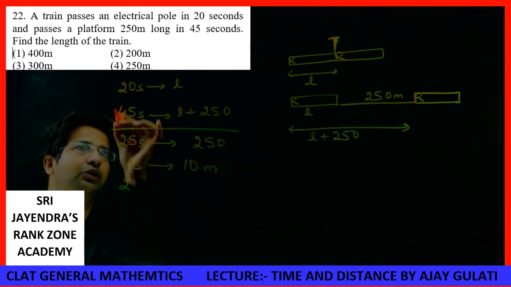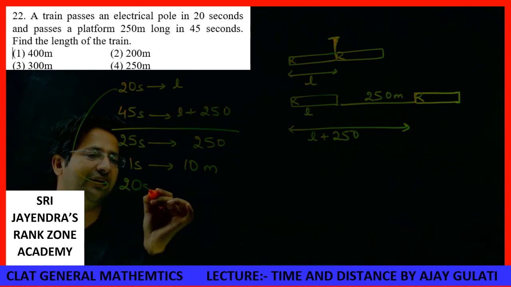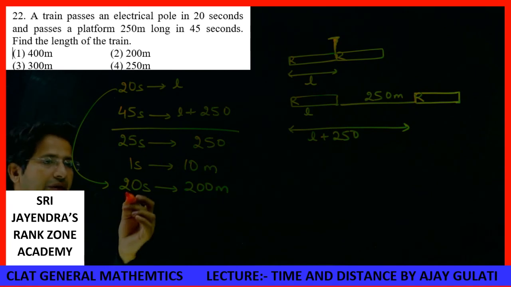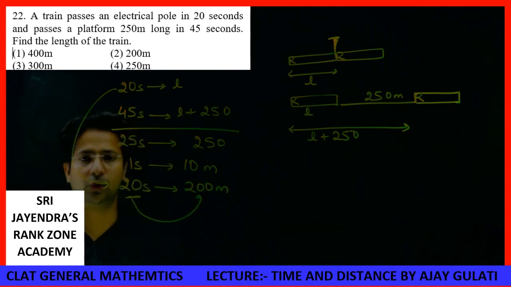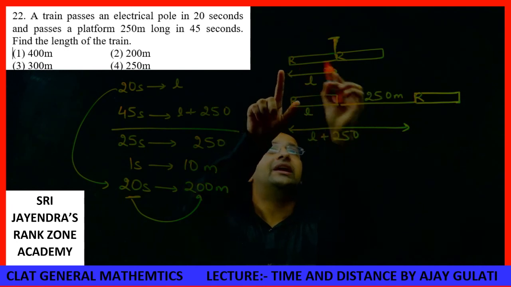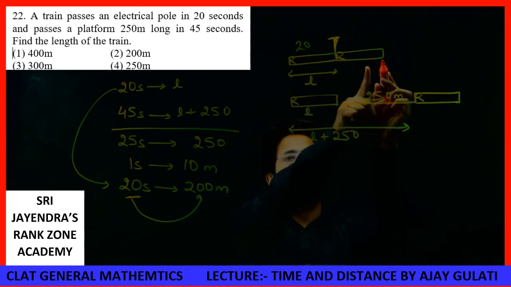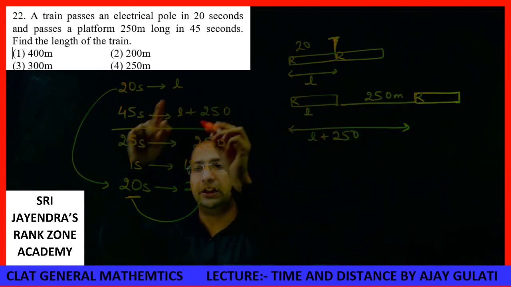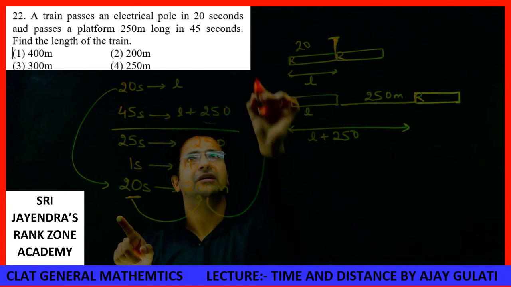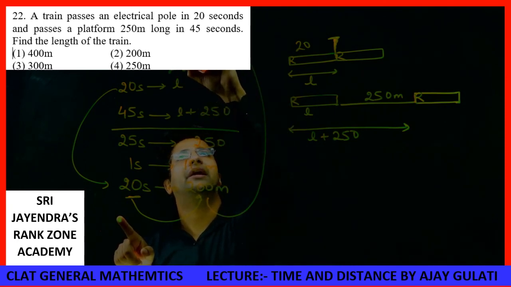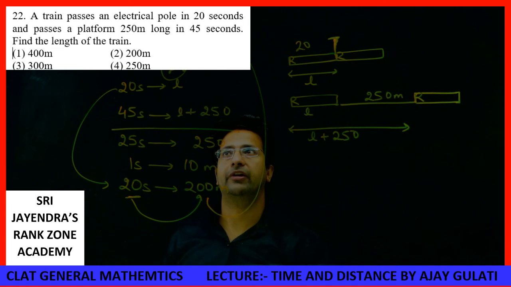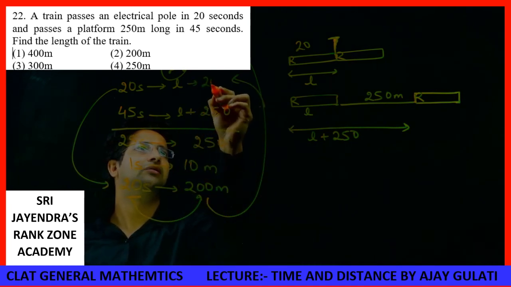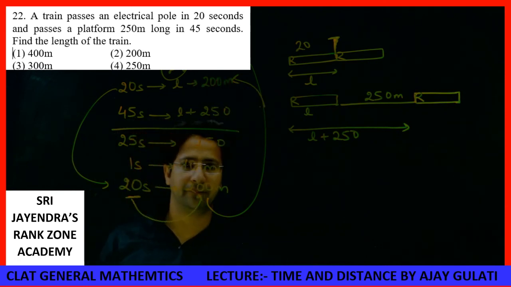That way I can say in 20 seconds, the train moves 200 meter. Okay, in 20 seconds, how much will the train move? 200 meter. So in 20 seconds, the train crosses the pole. So in 20 seconds, the train moves its own length. What is the distance covered in 20 seconds? This is 200 meter. Oh, I'm very sorry, it's not visible. In 20 seconds, the train moves how much? 200 meter. Clear?